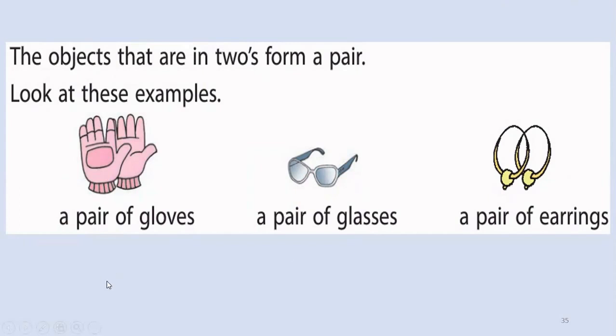Let us see the first picture, a pair of gloves. There are two gloves. So two gloves form one pair. A pair of glasses. There are two glasses which form a pair of glasses. In the last picture, a pair of earrings. There are basically two earrings, but two earrings form one pair. So it means even numbers are the numbers which can be formed into pairs.